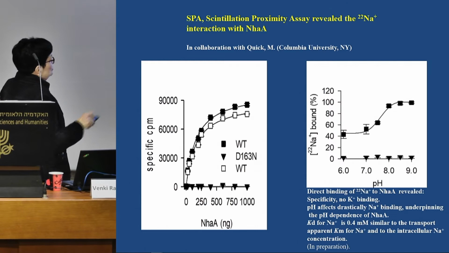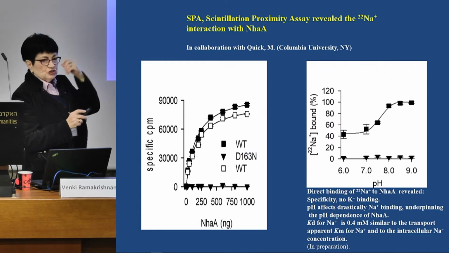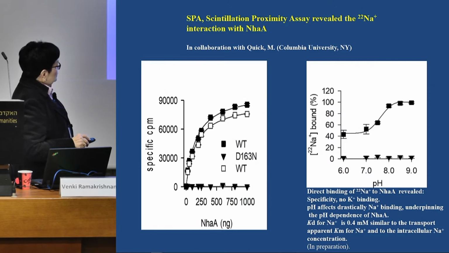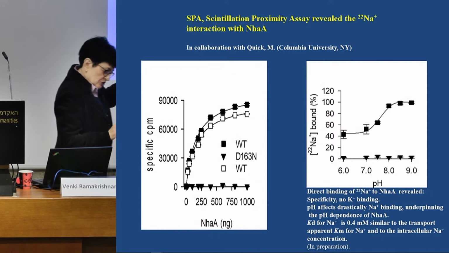And it really nicely shows the pH dependence. So it means that the pH dependence of NhaA is actually the pH dependence of the sodium binding. And the KD is 0.4 millimolar, and it's very similar to the apparent KM and to the intracellular sodium concentration. So this is unpublished yet.